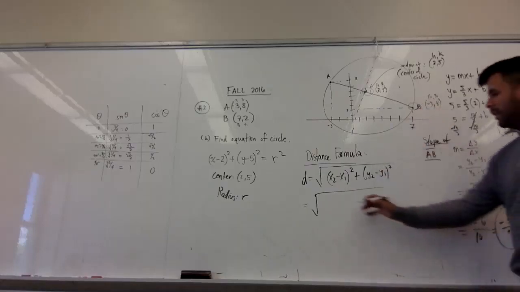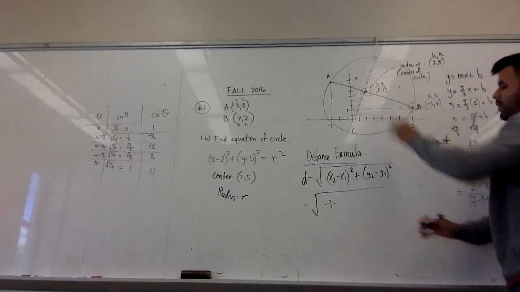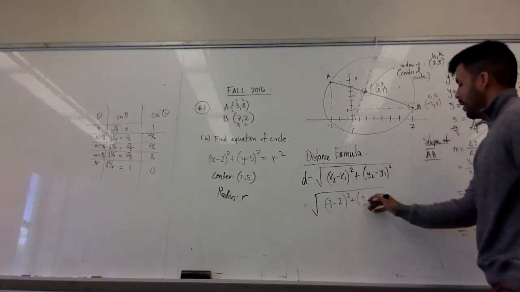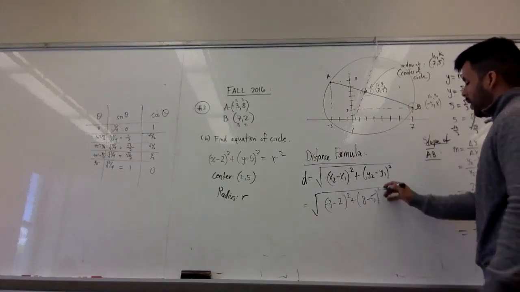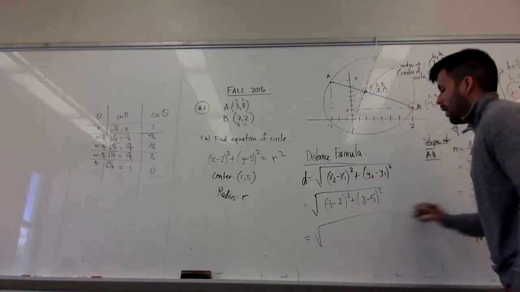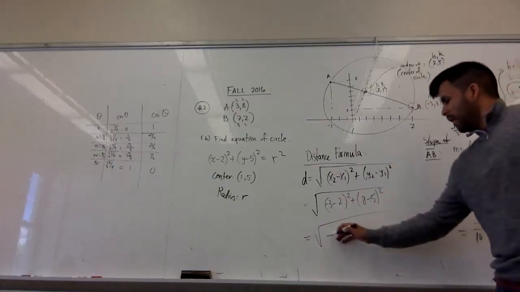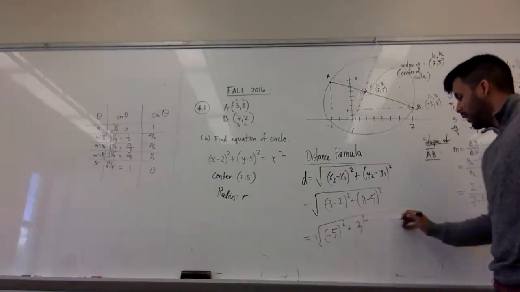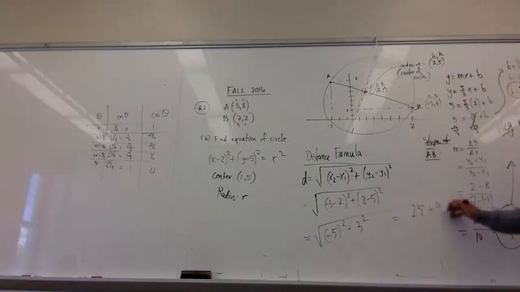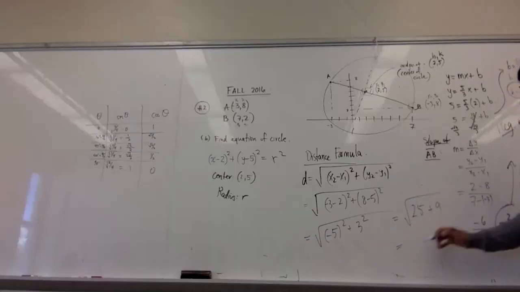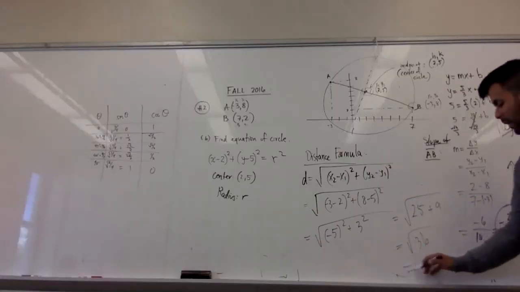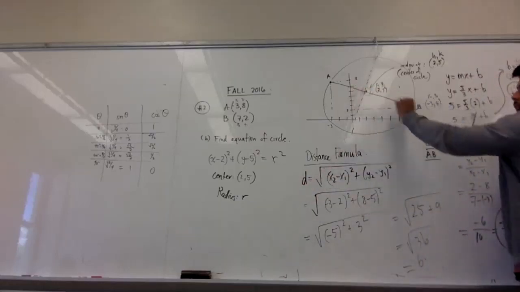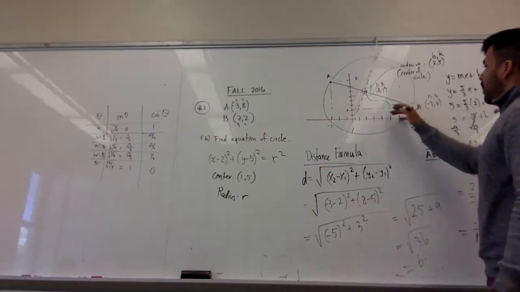So x2 is -3 minus x1 is 2, squared, plus y2 is 8 minus y1 is 5, squared. So -3 minus 2 is -5, squared, plus 8 minus 5 is 3, squared. So this becomes 25 plus 9. Take the square root. 25 plus 9 is 34. So what did I just find? I found the distance between the center and the endpoint.